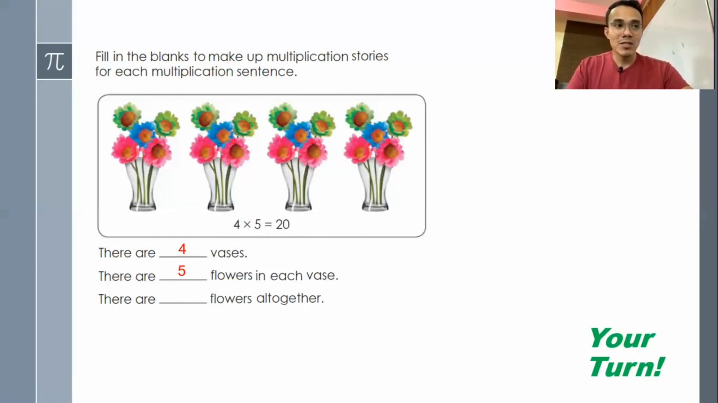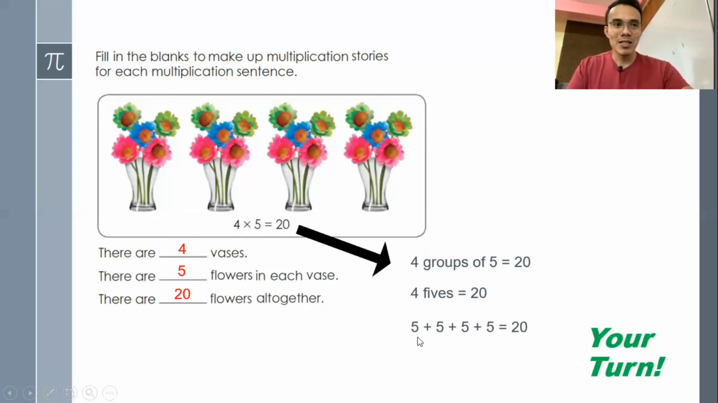4 times 5 is 20. Therefore, there are 20 flowers all together. 4 times 5 equals 20 is the same as 4 groups of 5 equals 20. And 4 groups of 5 equals 20 is the same as 4 fives equals 20. And 4 fives equals 20 is the same as 5 plus 5 plus 5 plus 5 equals 20.